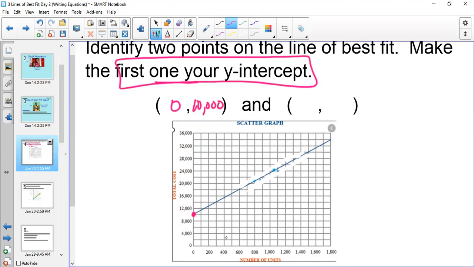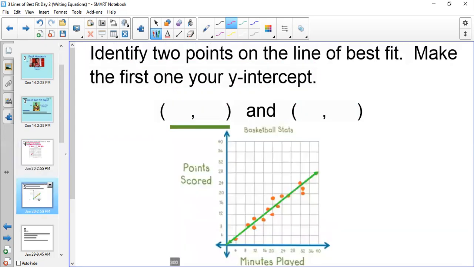Then you always want to choose a point that is close to that. So that one doesn't work, that one doesn't work, but this one does. The x is between 200 and 400, so 300. And our y is between 12,000 and 16,000, so that would be 14,000. So those would be the 2 easiest points to choose. Okay, so let's practice another one like that. If you want to, you can pause your video now and try it on your own and then play and see if you got it right.